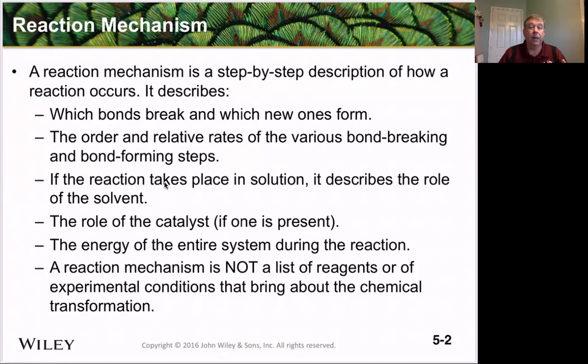It shows you which bonds are breaking and which bonds are forming, the order and relative rates of the different steps. If the reaction takes place in solution, sometimes it describes the role of the solvent. And occasionally we have a catalyst, like an acid catalyst or another catalyst. If we have a catalyst, we'll show you the role of the catalyst. The energy of the entire system during the reaction: do we go from high energy to low energy? Do we give off heat?